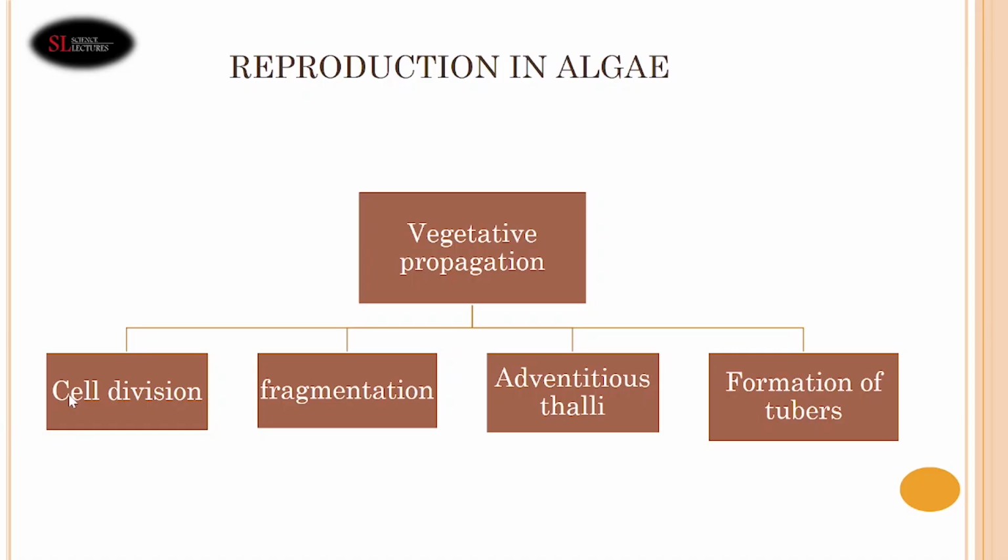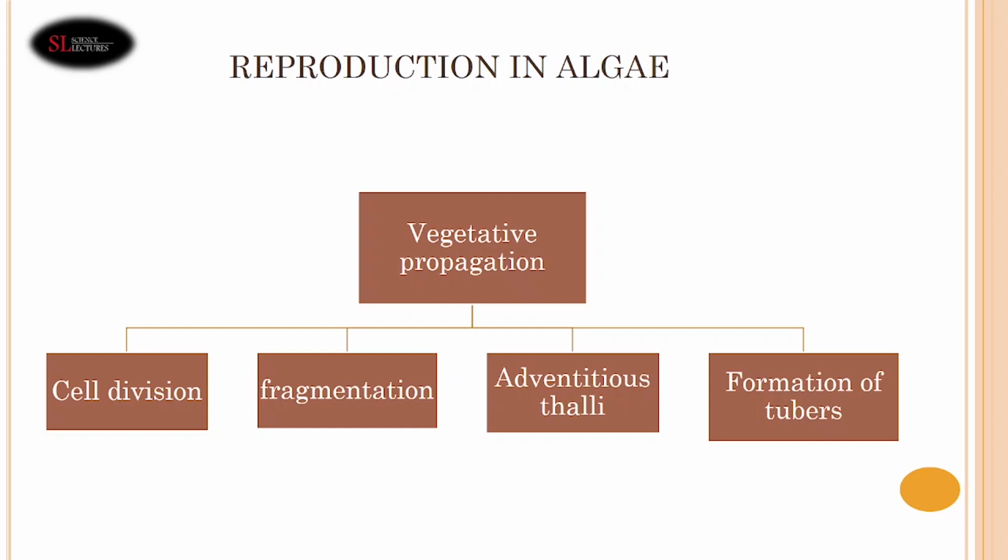Cell division. So in cell division, algae just undergoes mitosis to form two daughter cells. You have one daughter cell, and the daughter cell divides to form two daughter cells, and each daughter cell will form a new algal body. It's very common in unicellular algae, for example, Chlamydomonas.